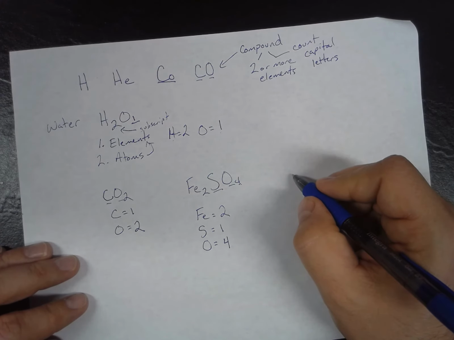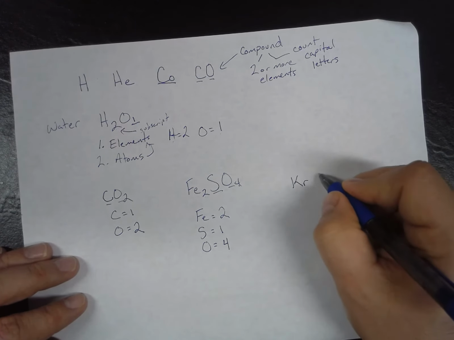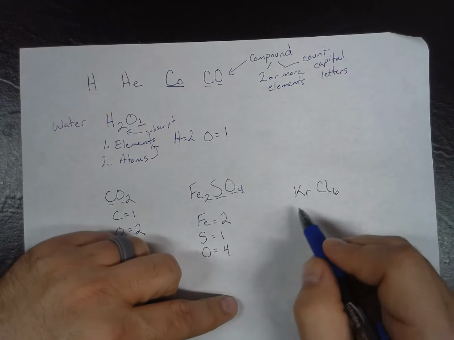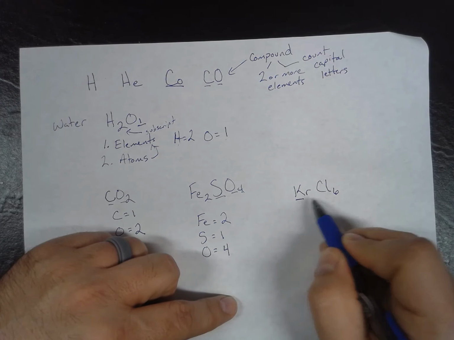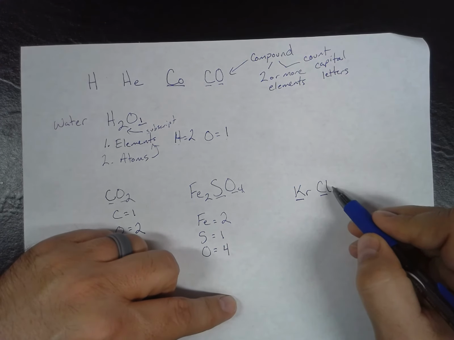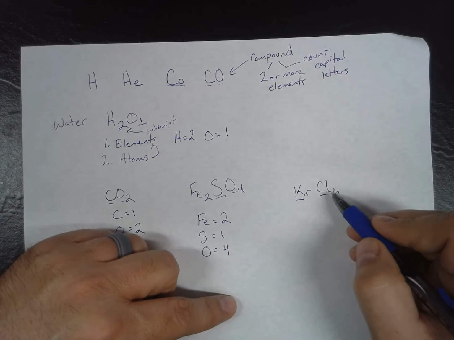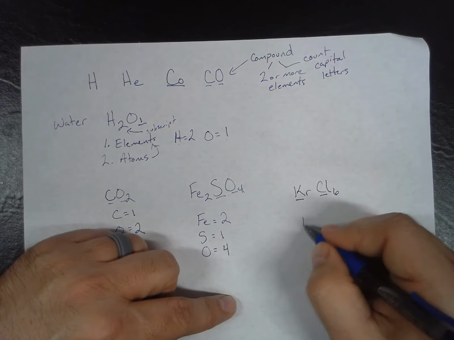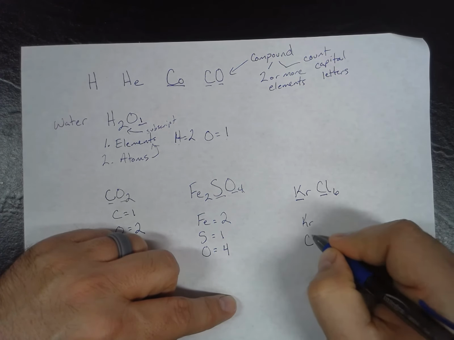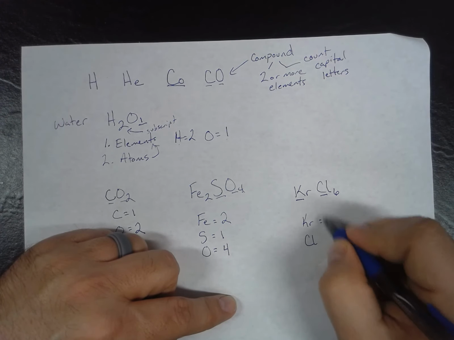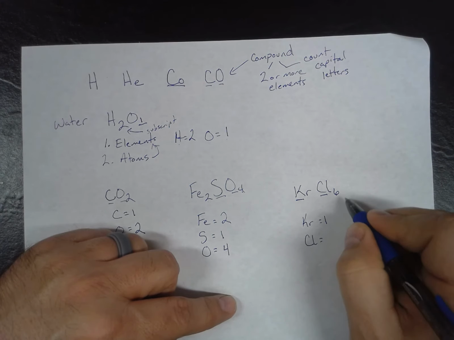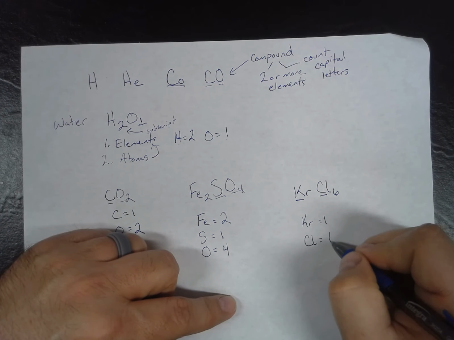Let's try one more. All right, if you look at this one, we have two capital letters. There's a capital K and a capital C. Don't get confused on this. That might look like a capital I, but it's a lowercase l, that is chlorine. So we have two elements. We have Kr and Cl. Kr has no subscript, so it's a 1. And then Cl has 6.